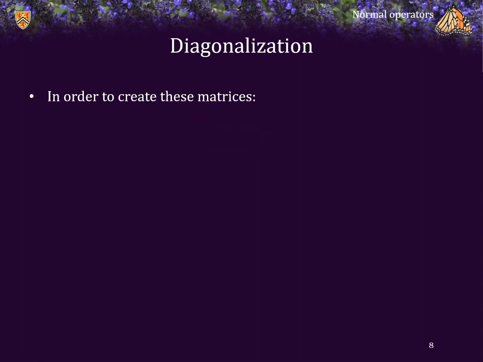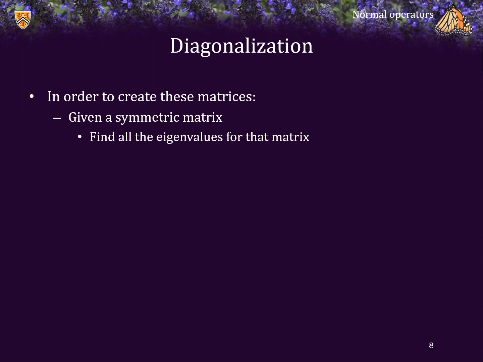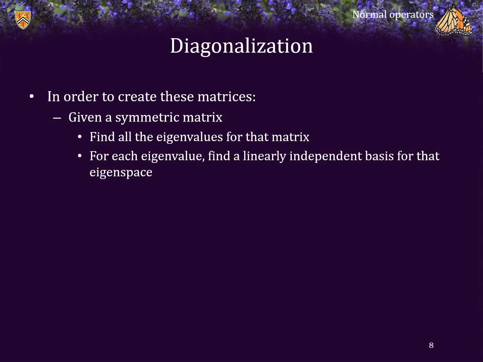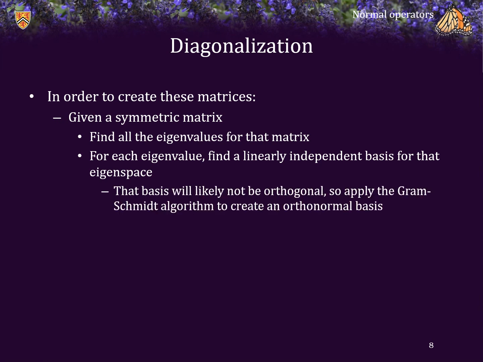Thus, in order to create these matrices, given a symmetric matrix, find all the eigenvalues for that matrix. For each eigenvalue, find a linearly independent basis for that eigenspace. That basis is not necessarily guaranteed to be orthogonal, so apply the Gram-Schmidt algorithm to create an orthonormal basis. Of course, if the eigenspace is one-dimensional, you just have to normalize that eigenvector.